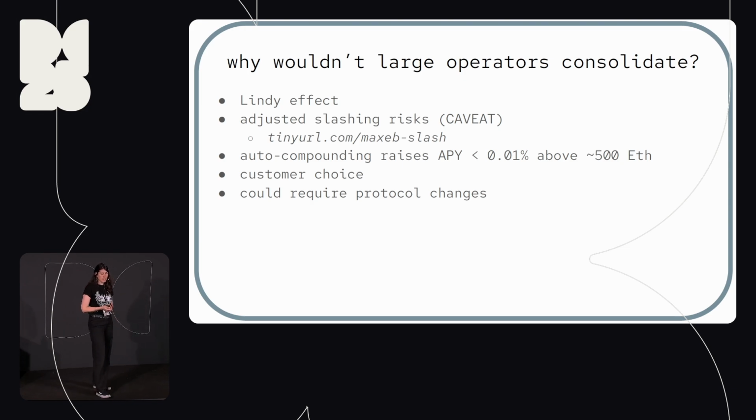For some protocols, it's going to require a protocol change. So if your withdrawal address is a smart contract, it's not compatible with the MaxEB change. And so what you would have to do is change your protocol, exit your validators, and then re-enter your validators, which is a lot more of an ask than just converting.